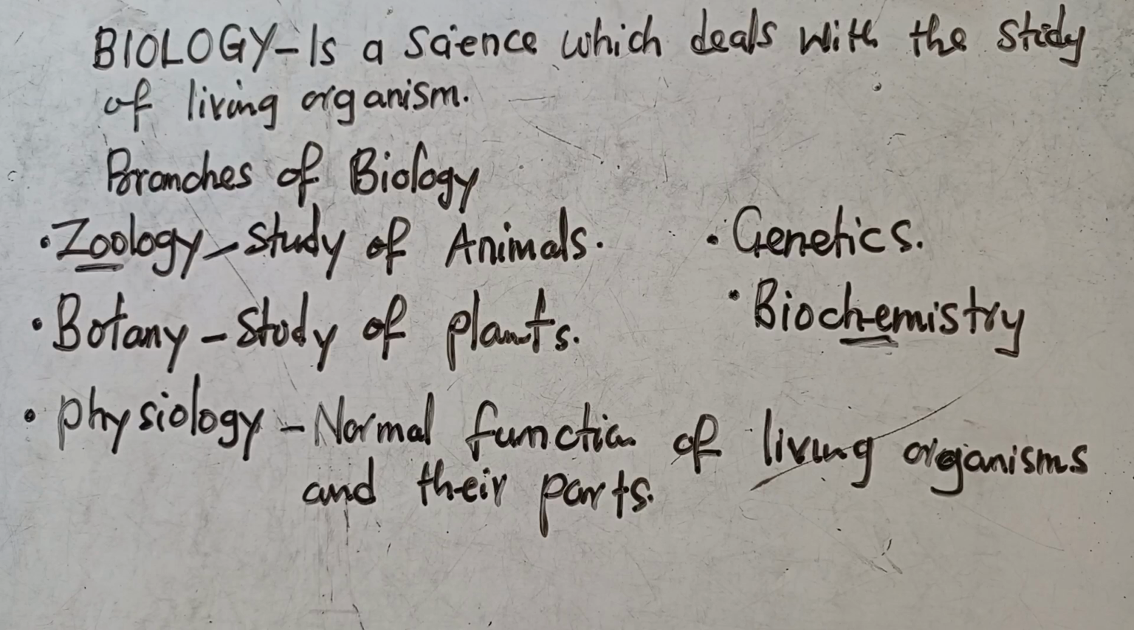You are tested on 3 papers: biology paper 1, paper 2, and paper 3. Papers 1 and 2 are theory papers, and paper 3 is practical. You perform better in the practical by understanding the theory part. So I want you to understand the theory first, then we move on to other things. If you understand theory, practical is simple.